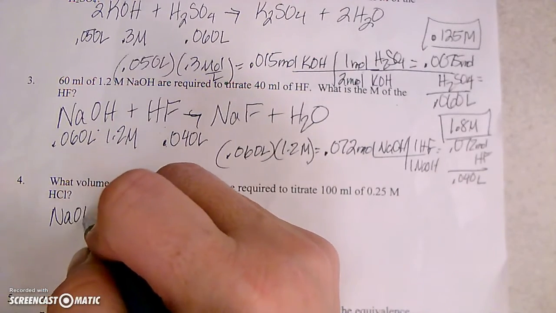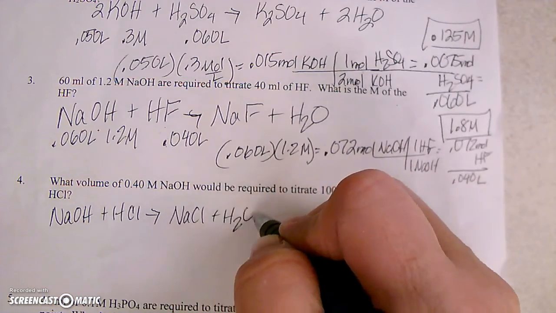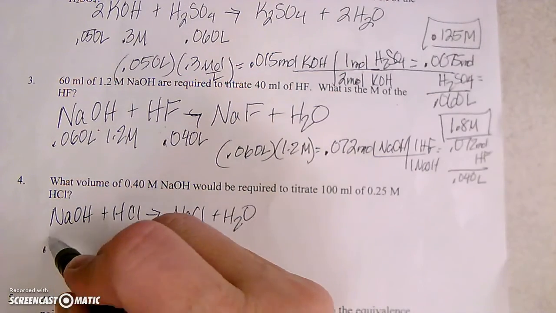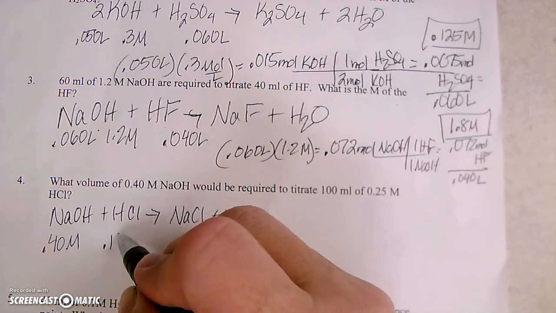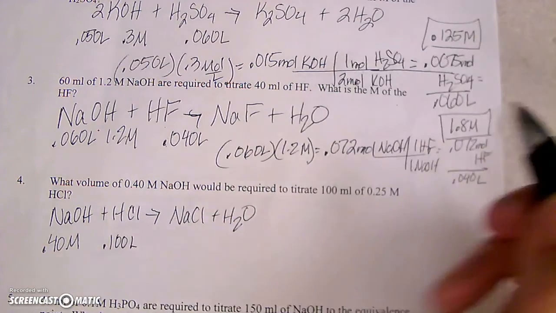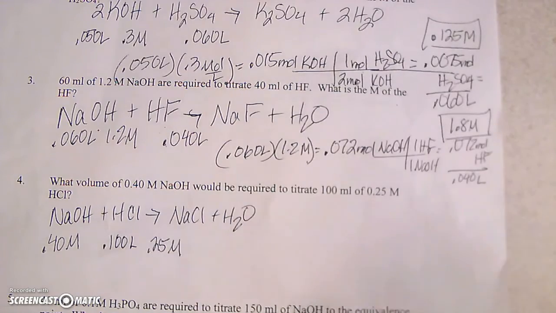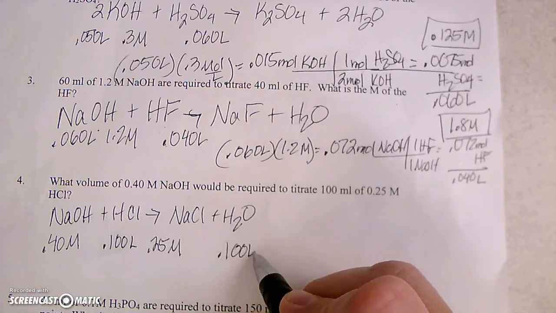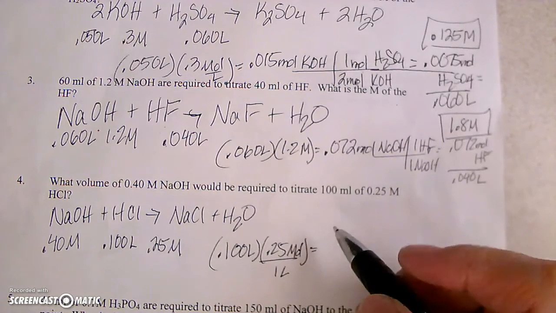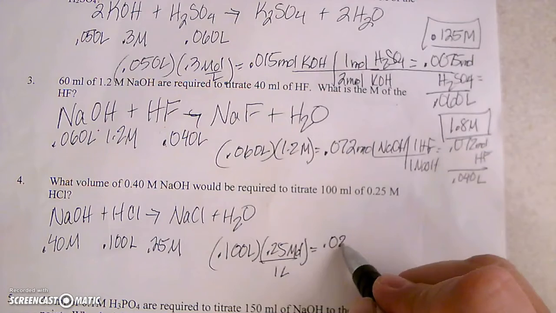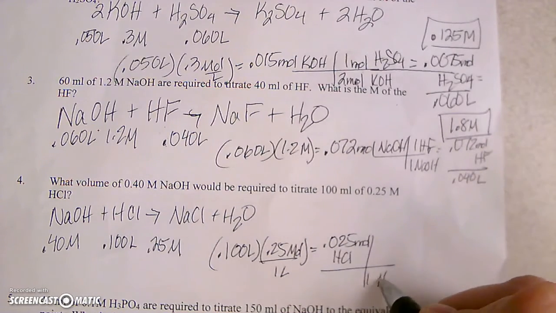Next one, NaOH. We know we have a molarity of 0.4 for the sodium hydroxide. We have 100 milliliters, so that's 0.1 liter of hydrochloric acid. That is 0.25 molarity. If we start with what we know, 0.100 liters times the molarity, we get 0.025 moles of hydrochloric acid. Ratio is 1 to 1.